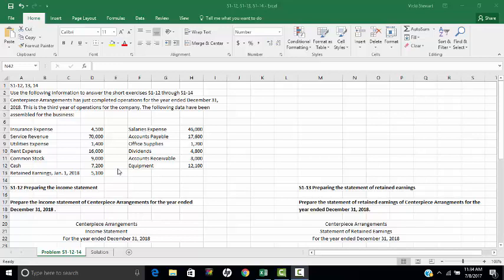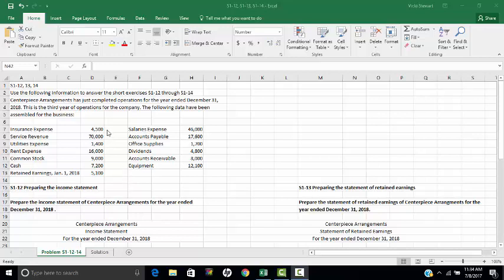The problem requires us to prepare an income statement, a statement of retained earnings, and a balance sheet for Centerpiece Arrangements as of December 31st, 2018. First of all, when you're a new student, it sometimes helps to identify which of these statements each account will be listed in, because that can help you not get confused when you're trying to prepare the statements.